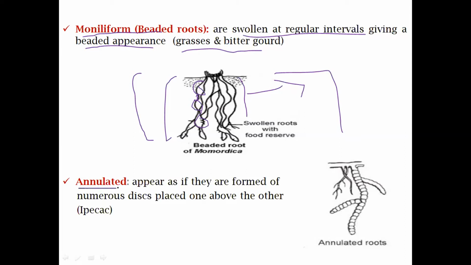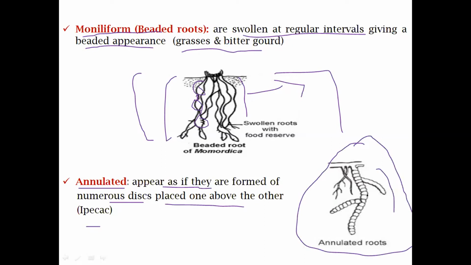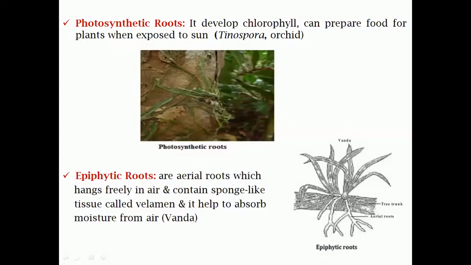Next one is annulated roots. They appear as if they are formed of numerous discs placed one above the other. It is found in ipecac. You can see here these annulated roots, and this looks like discs are placed one above the other. This is one disc, another disc, another disc. So these are known as annulated roots, and this is found in ipecac plant.